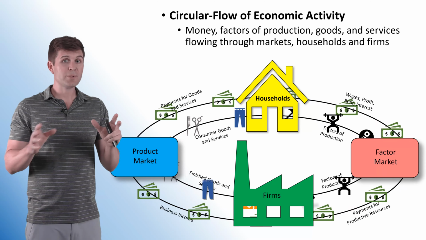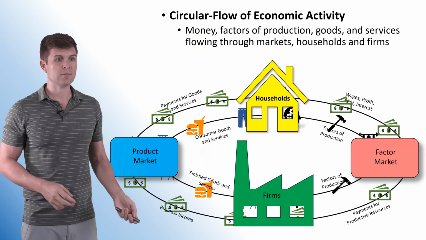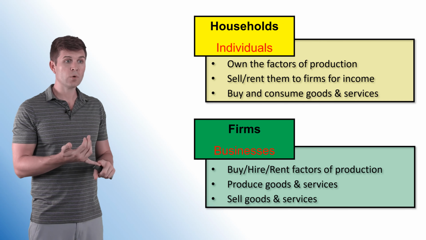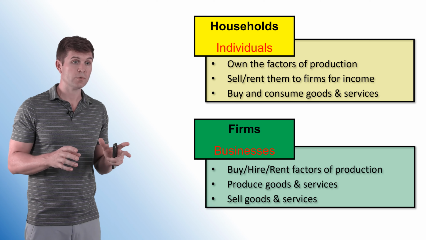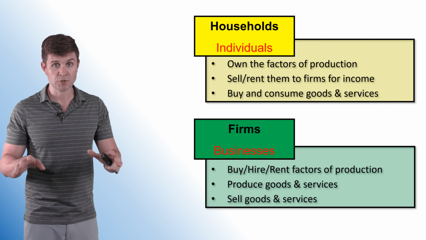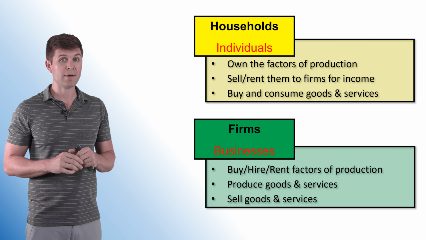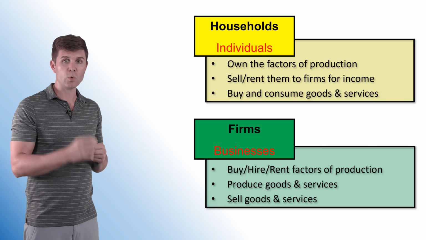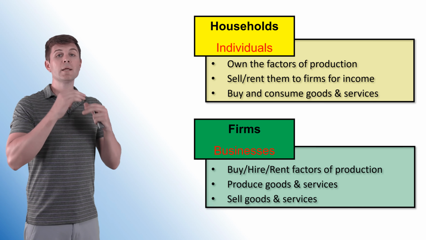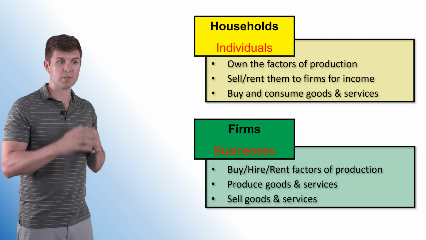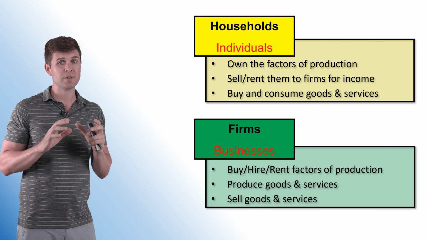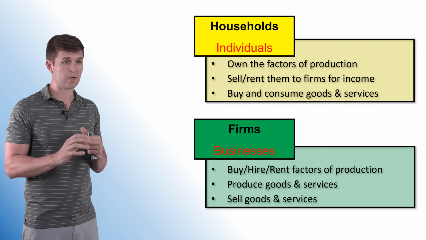So it seems complex, but the model really simplifies it. So let's break it down. We have our households, otherwise known as individuals. They own the factors of production, okay? That's one separation we have to make. The individuals own the businesses, but they also own the factors of production. The firms and businesses are considered to kind of be separate entities in this model here.